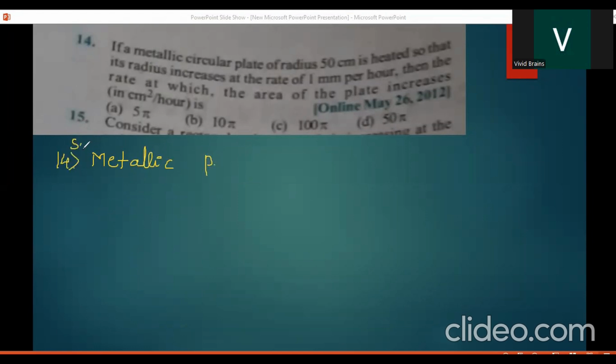Metallic plate, radius is equal to 50 centimeters, so that its radius increases at the rate of 1 mm per hour. With respect to time, they are saying, right? So R is equal to 50. The radius is increasing with respect to 1 hour; every 1 hour, it is going to rise 1 mm. dr by dt is going to be 1 mm. Any doubt?